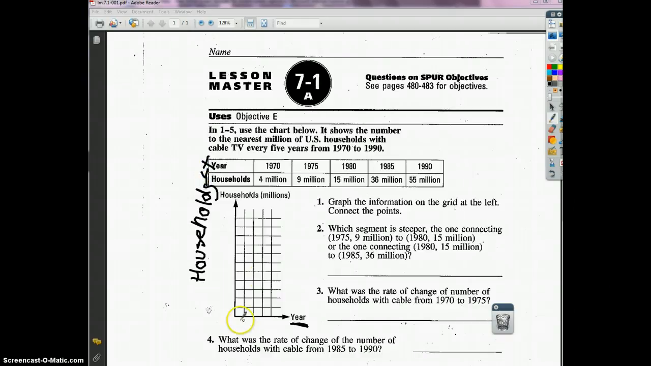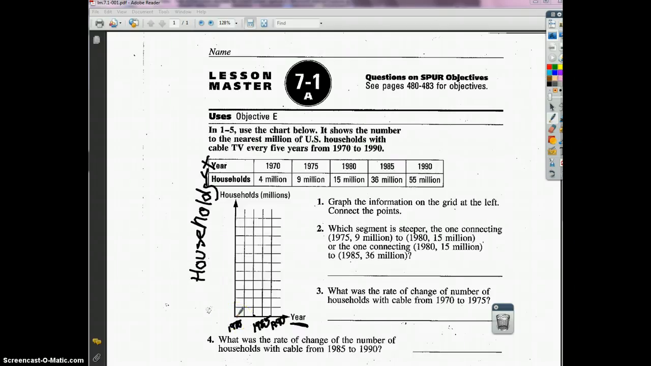So for the years, we've got 1, 2, 3, 4, 5 tick marks. We're going to start with 1970, 1975, 1980, 1985, and over here is 1990, okay? And label them all.